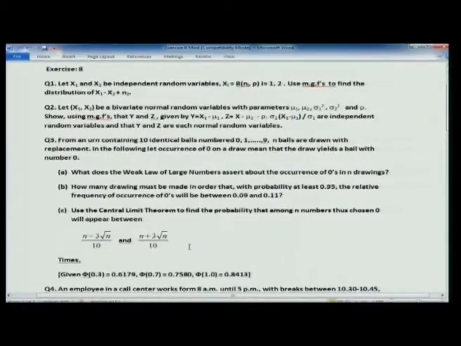In this exercise 8, I will be going over some problems related to the limit theorems that we had done, and also the Poisson process that we had talked about after that, right. Question 1: X1 and X2 are independent random variables, X_i is binomial n_i comma p, i equals 1 to 2. So, X1 is binomial n1 comma p, and X2 is binomial n2 comma p. Use MGFs to find the distribution of X1 minus X2 plus n2.